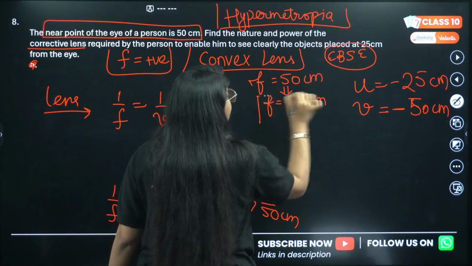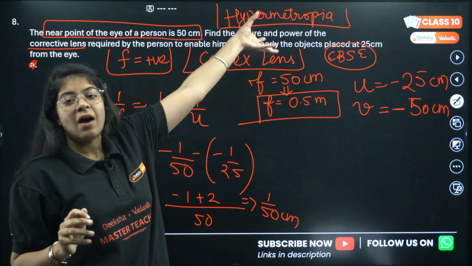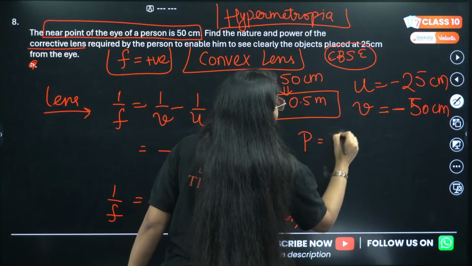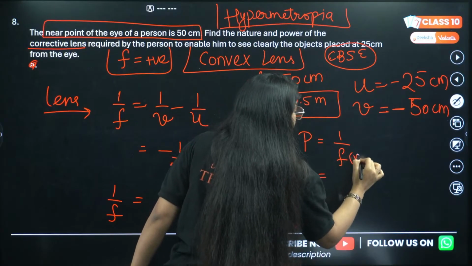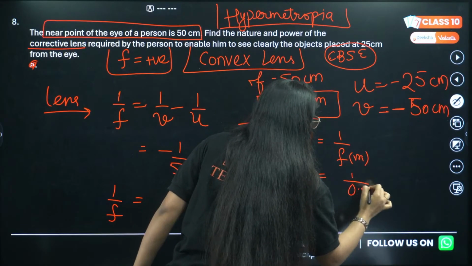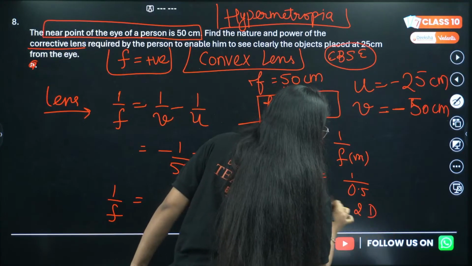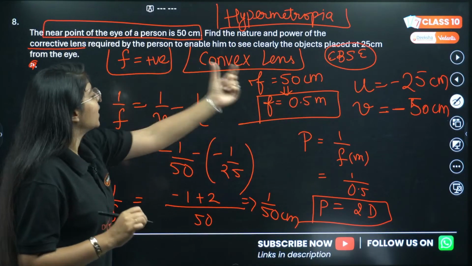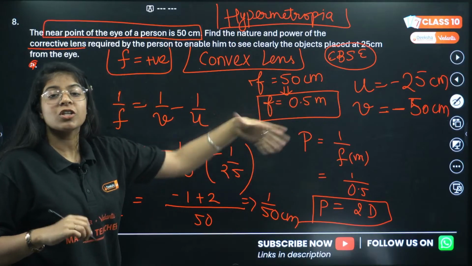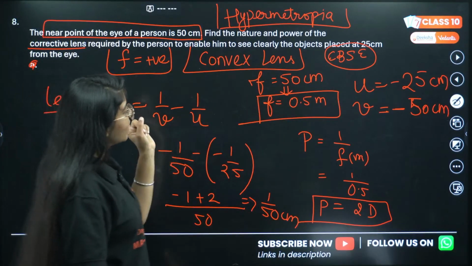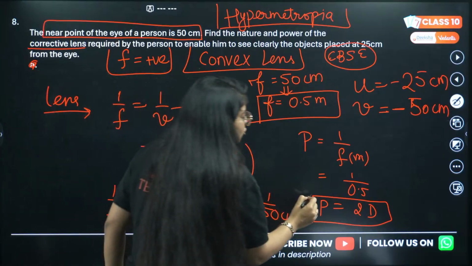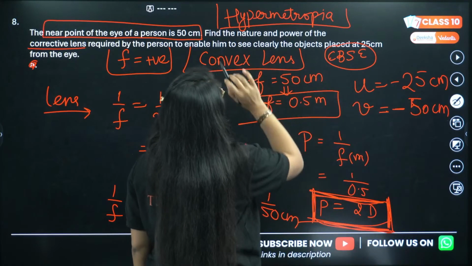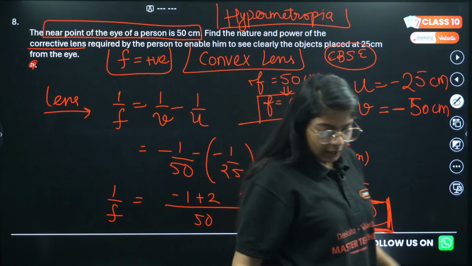Why did I convert it? Because I need power, and for power we need to convert focal length into meters. Power is the inverse of focal length in meters. So this is 0.5 and the power will be 2 diopter. Since the focal length is positive, our whole calculation is correct. So the option is definitely, whoever said power is 2 diopter and the lens used to correct this is convex lens. Correct?